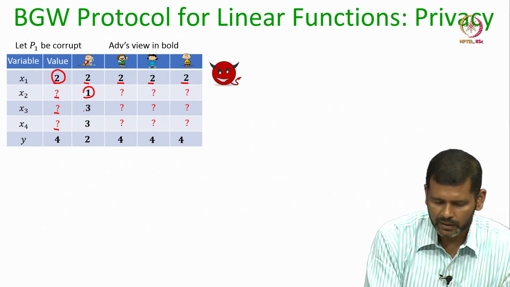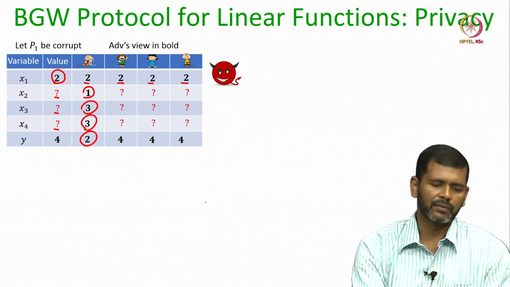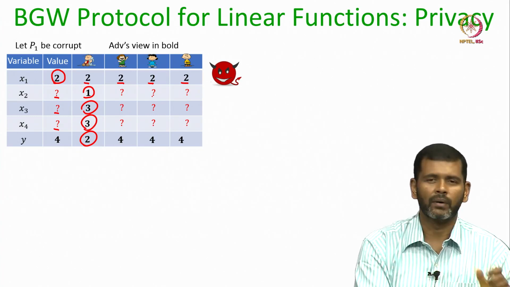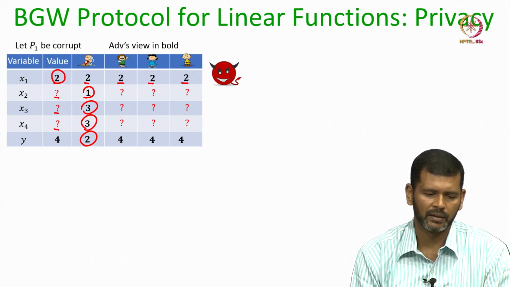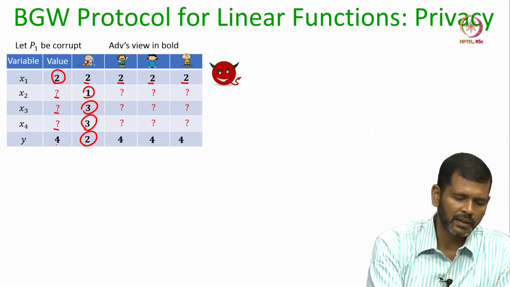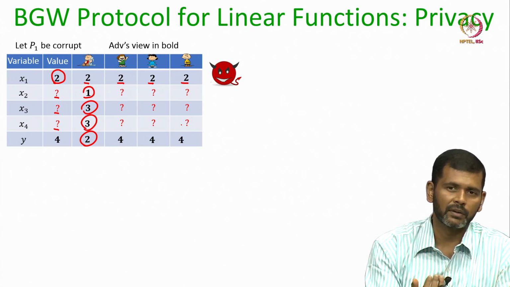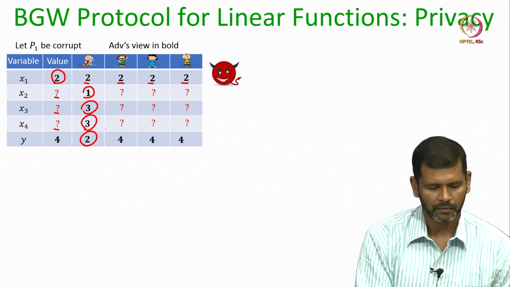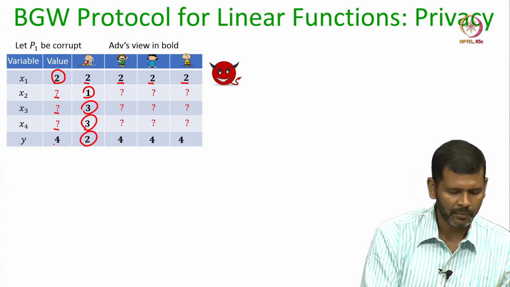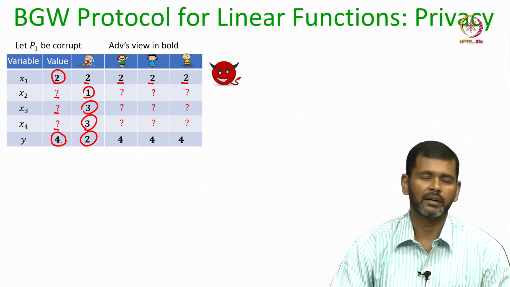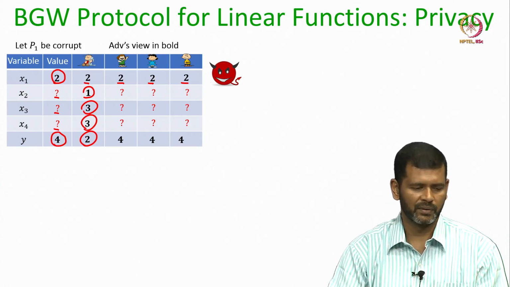Adversary will have only its share from those VSS instances, and of course, it will not know what shares the honest parties have received in those VSS instances from the corresponding dealers. And now, during the reconstruction stage, everyone has made public their respective shares of the output value. Of course, P1 has made public the incorrect share, and then the Reed-Solomon error correction has resulted in the output y equal to 4. That is the view of the adversary.